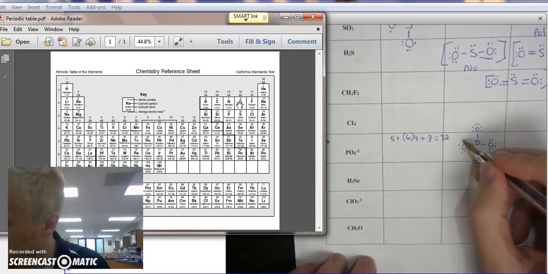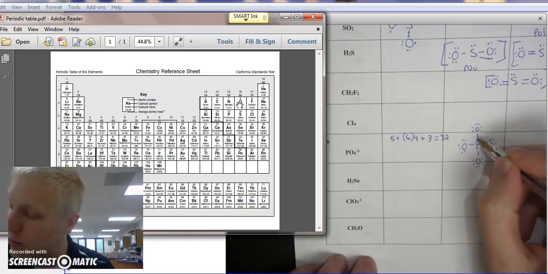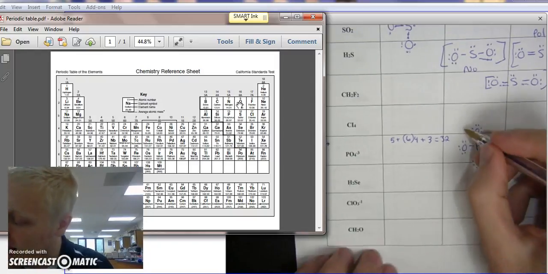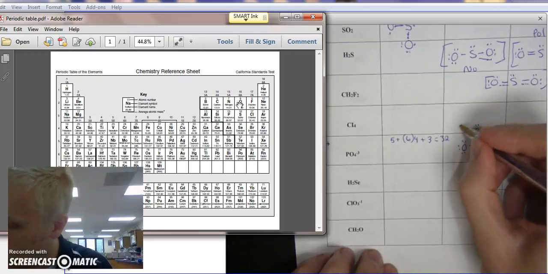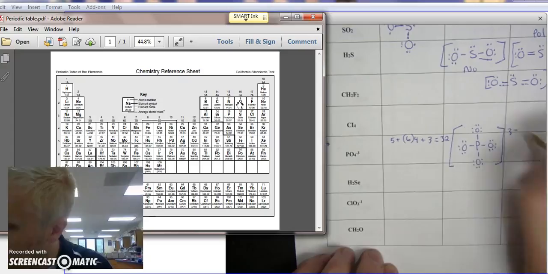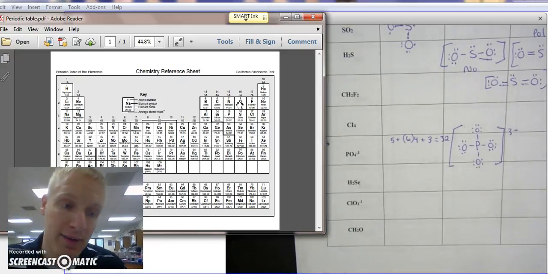Count all of them out. 2, 4, 6, 8, for each atom. Every atom has a satisfied octet. The last step, since it's a polyatomic ion with a charge, put the whole thing in brackets, and we put the charge outside of it. And that's going to be the Lewis dot structure of phosphate.